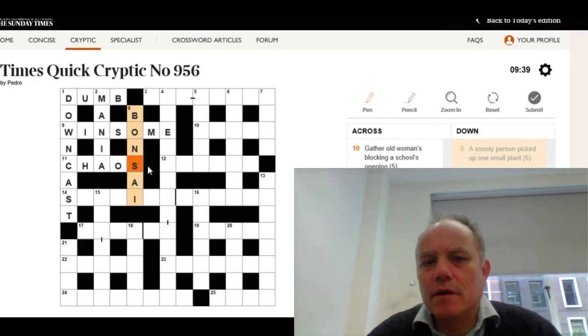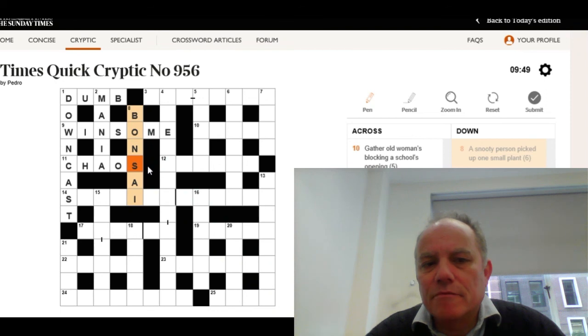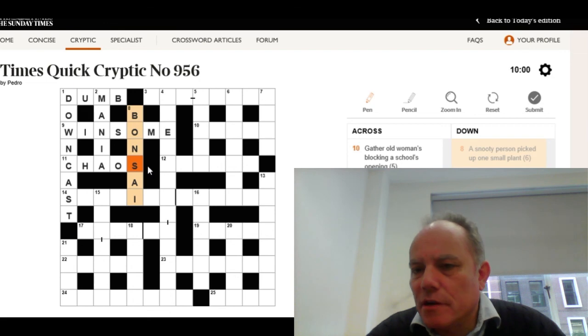These are quite good exercises for this kind of video, especially for learning how to solve, because what they've normally done in a quick cryptic is to rule out obscure vocabulary and indeed to rule out really convoluted wordplay, which is rare but is occasional in the main crossword. So these puzzles are a little bit more straightforward to get going on.